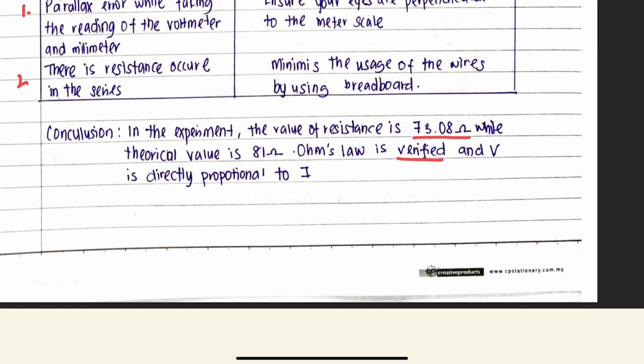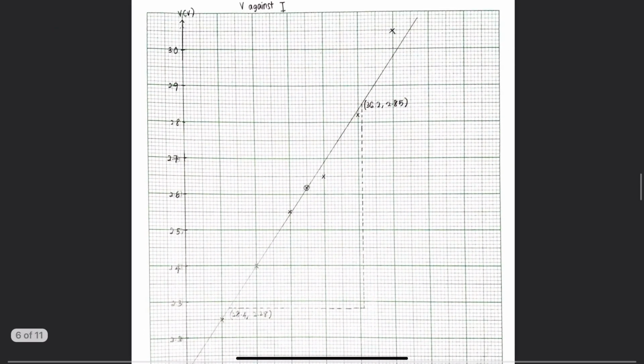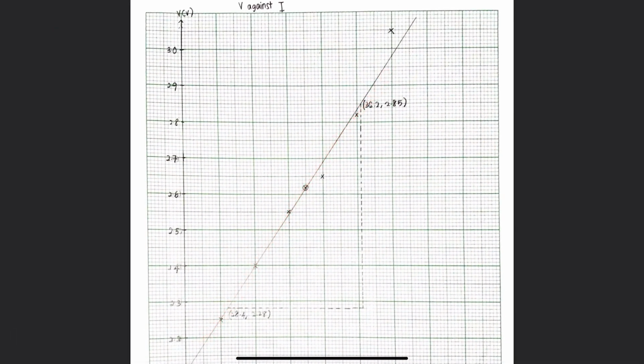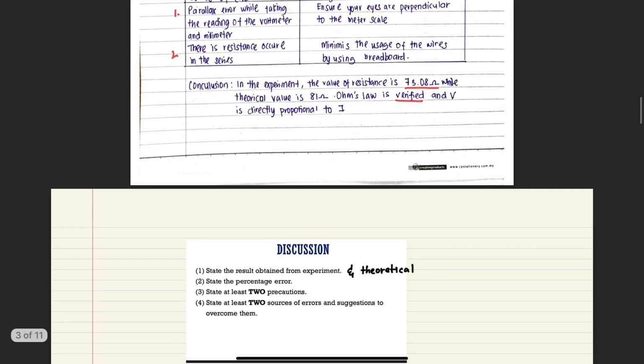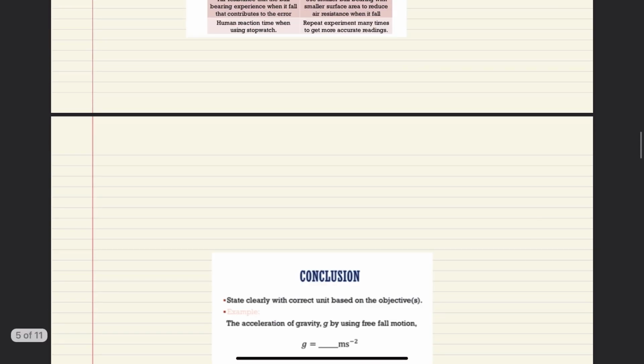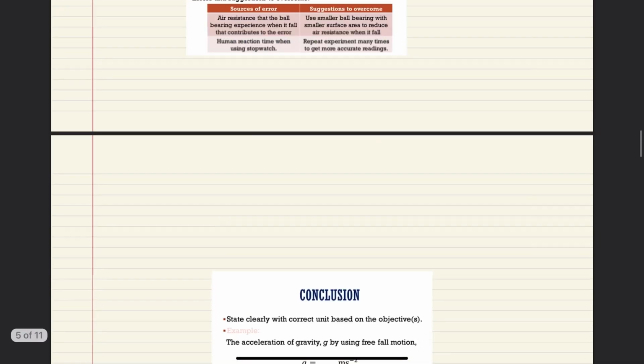So when you plot the graph in this example, you get a linear graph. So linear graph here agrees with the theoretical that you will get a linear graph. So as long as it agrees, your experiment is verified. Okay, so most of the time it's verified, unless suddenly you get something in the opposite direction like that, so maybe you can say that it's not verified.